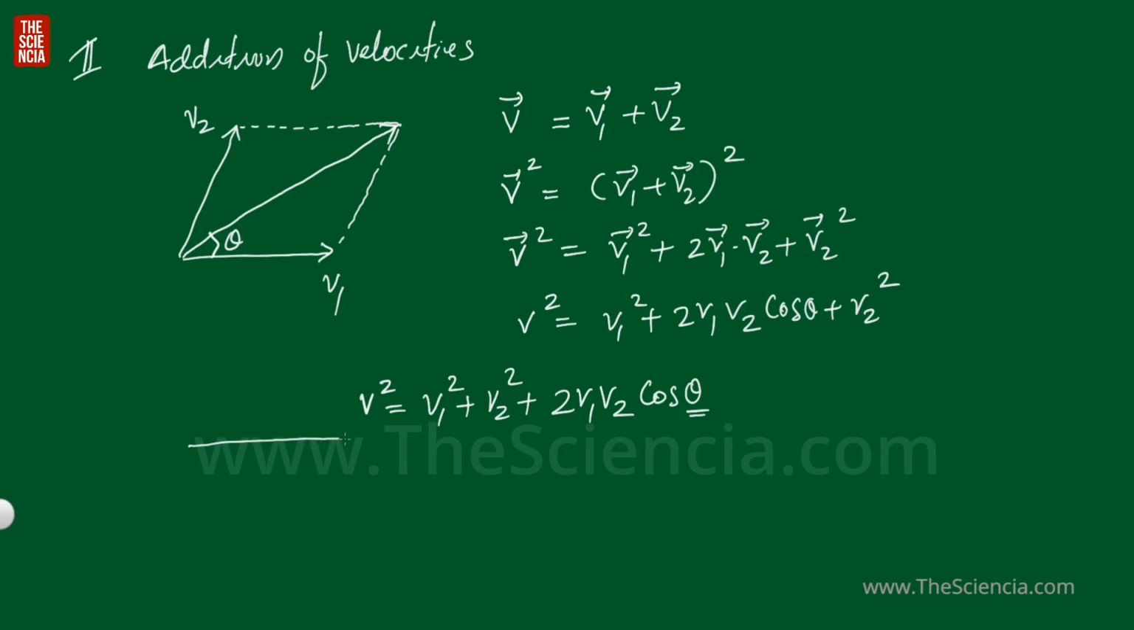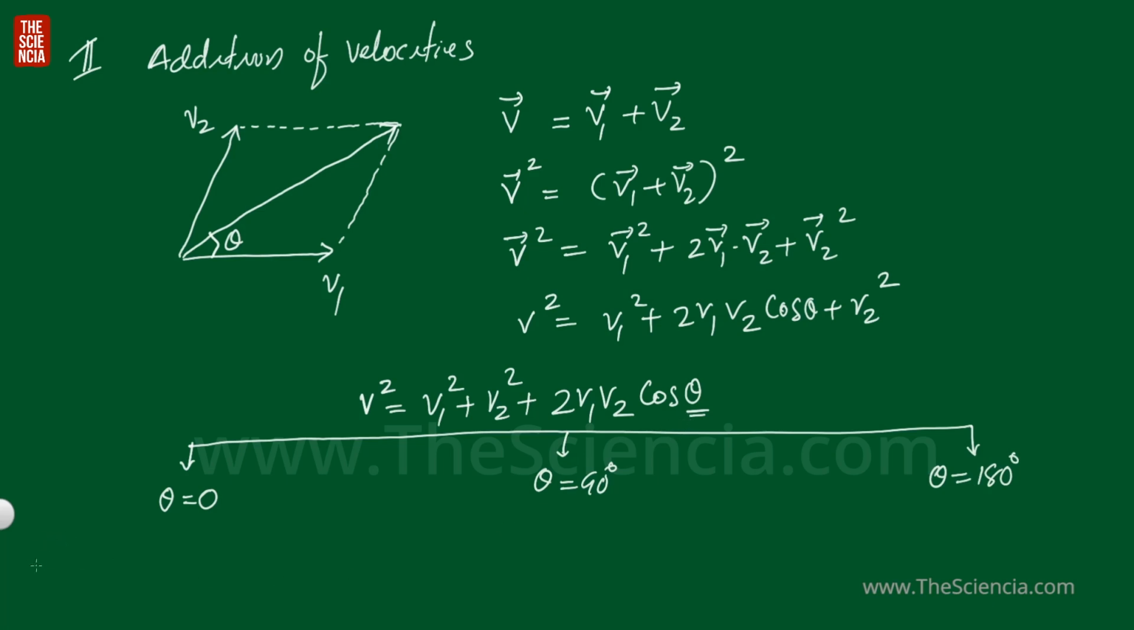Now I am considering three cases. One is theta equal to 0. Another one is theta equal to 90 degree, and third one is theta equal to 180 degree. So when solving a problem, most of the time the theta will be 0 or 90 or 180. Suppose if theta equal to 0, then cos theta will be equal to 1. Then we get v square equal to v1 square plus v2 square plus 2 v1 v2.